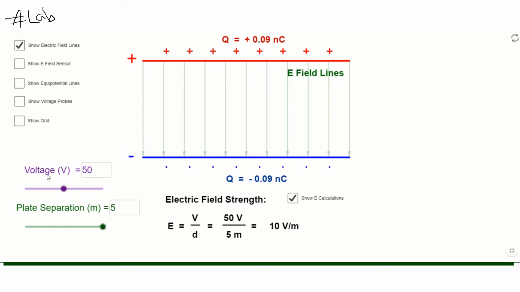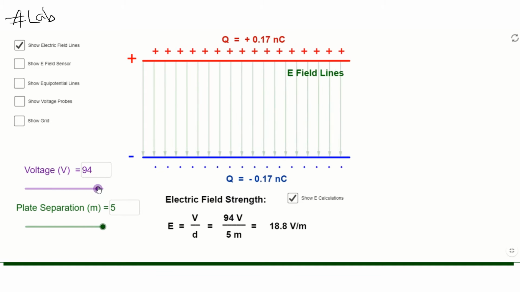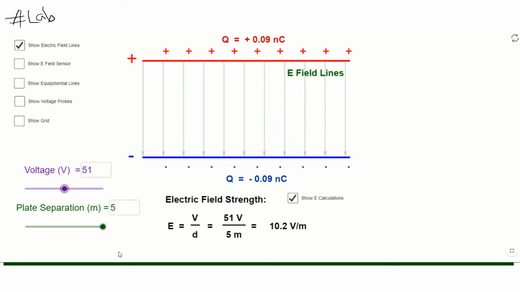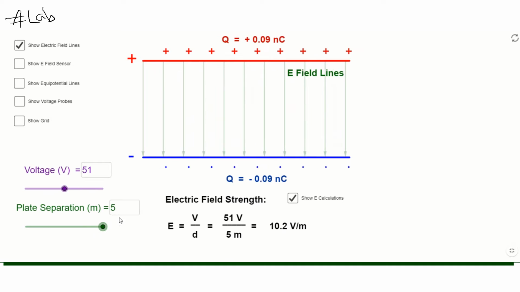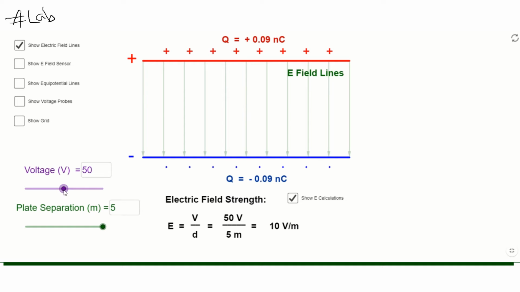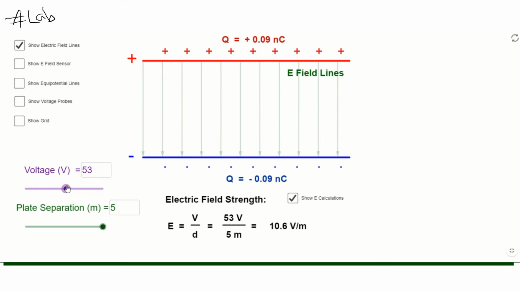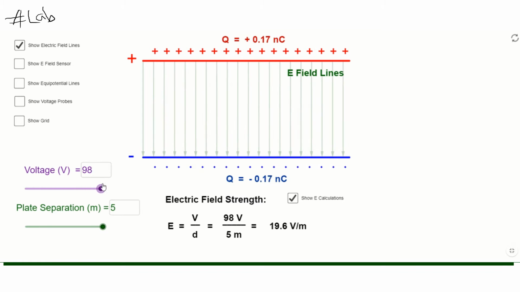What I want to play with now is these two things. The voltage between both lines and also the plate separation. So are they narrow? Are they very far? Okay, so first things first. Let's play with the voltage. Like we mentioned earlier, higher voltage, more field lines. Let's check it out. So if you increase the voltage, you see more and more field lines appear.